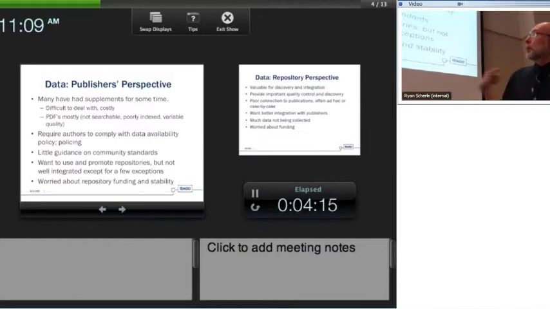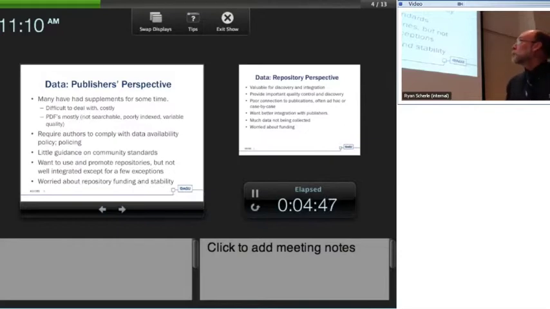From a publisher's perspective, many have had supplements for some time. As I mentioned with microfiche, the journals hate doing this. I always describe this as we do a really poor job of archiving. It's in PDF, it's not scrollable, there's no metadata, et cetera. We know it. We want to do a better job, but we don't have a great way of doing that, which is, of course, one of the great things about Dryad.